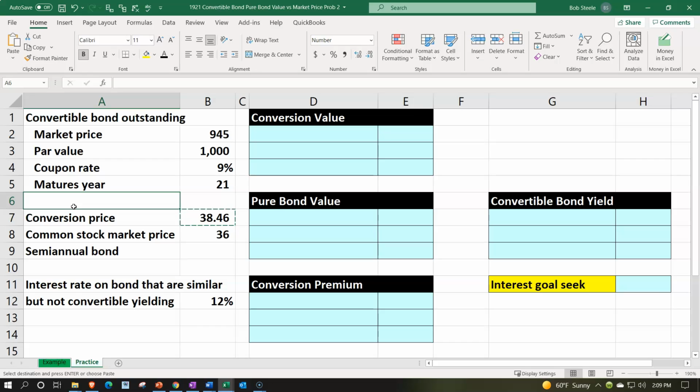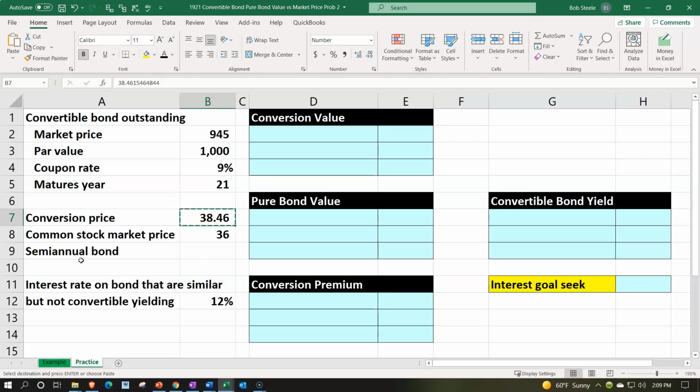our convertible bonds. Information saying we've got the convertible bonds outstanding. The market price is $945. Remembering that these convertible bonds are bonds that can then be converted into some amount of common stock. The bonds are currently selling for $945, par value $1,000, coupon rate 9%. They mature in 21 years. We have the conversion price, which is going to help us calculate the number of shares that we can convert this into. We'll take a look at that shortly.